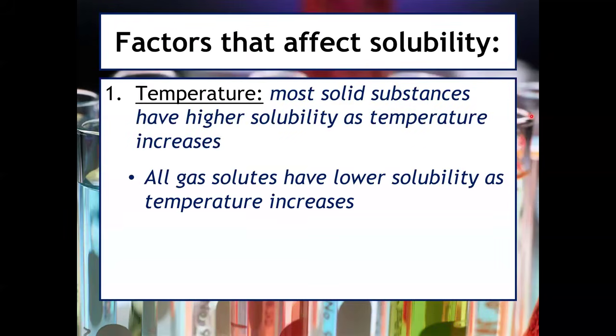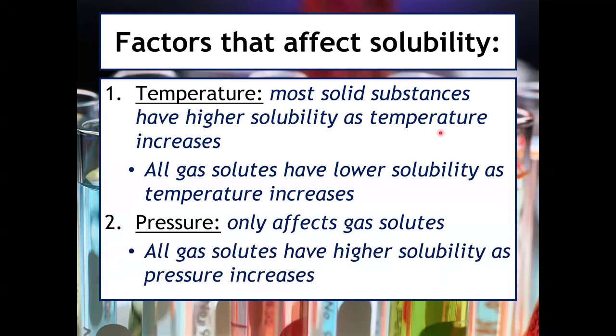So what factors affect solubility? We already spoke about one factor. Solubility is affected by temperature, and that's how we use temperature to make supersaturated solutions. Most solid substances are going to have a higher solubility as the temperature increases, which means that if we have a solvent and we heat it up, that solvent will be able to hold more solid. That's why we can then cool down the solution and make it supersaturated, because that extra solid doesn't come out of solution right away.